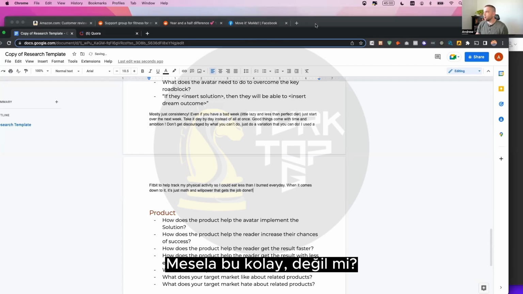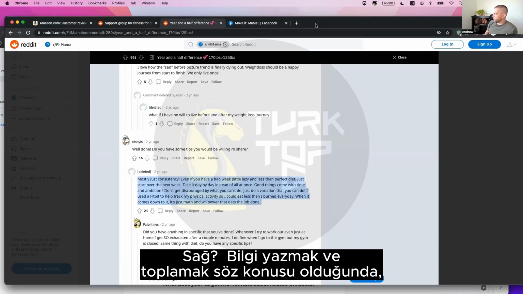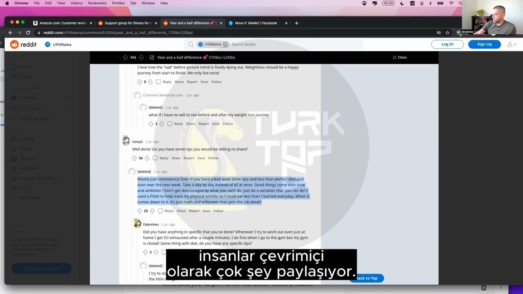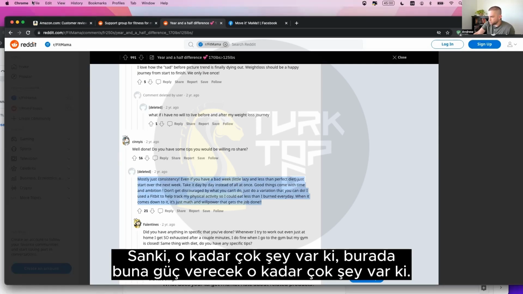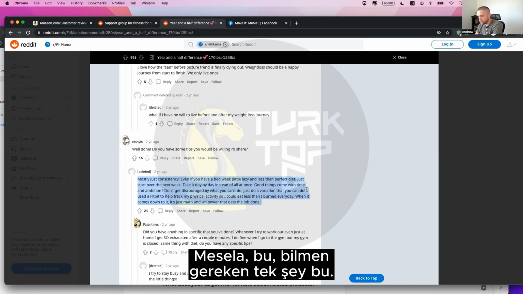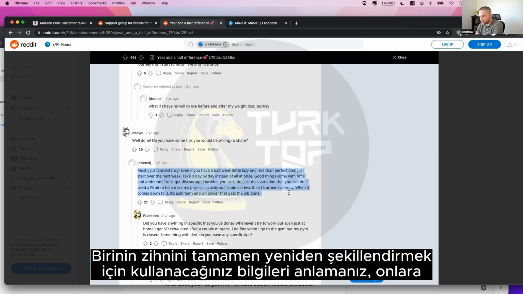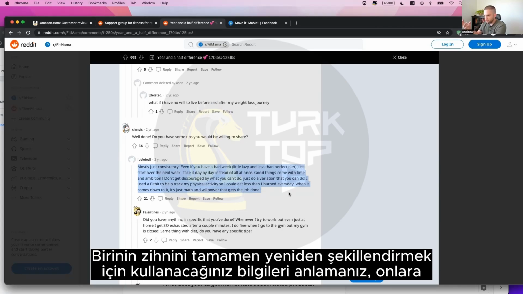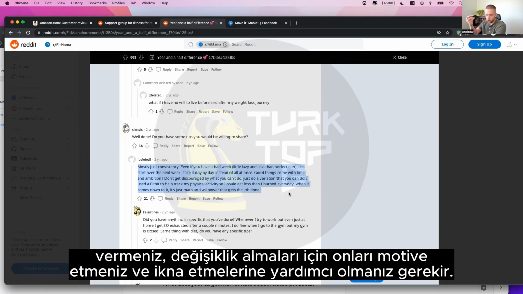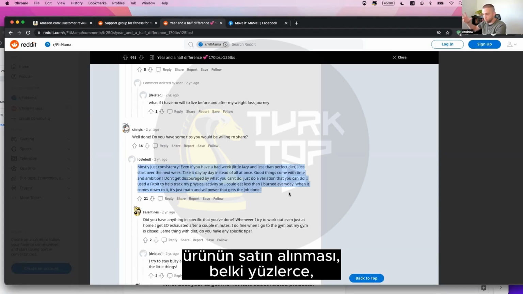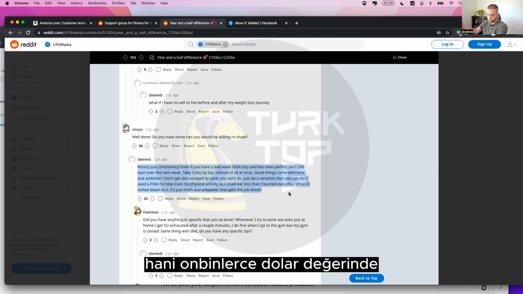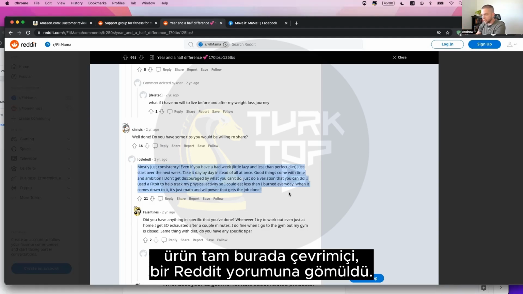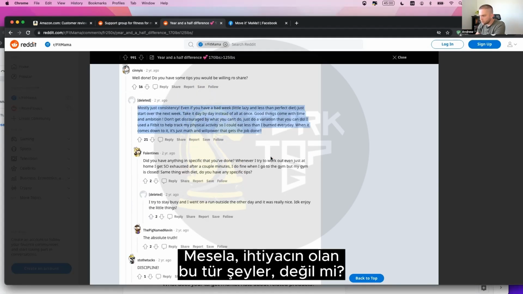Like this is easy, right? This is the funny thing about it, right? When it comes to writing and collecting information, people share so much online. There is so much here that is just going to power this. This is all you need to know. You need to understand the information that you're going to use to completely reshape someone's mind, motivate them to take change, and help convince them to purchase a product, maybe tens of thousands of dollars worth of product. It is right here online. It's just buried in a Reddit comment. This is the kind of stuff you need, right?